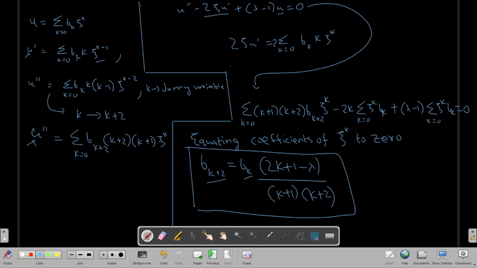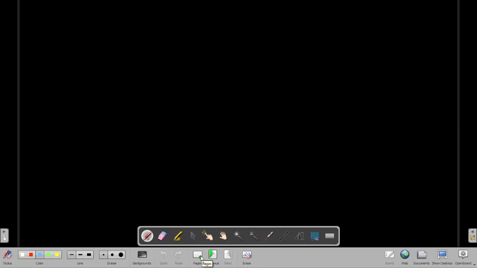What is the reason behind this? We will see why this is correct and why we should get results like this, which is important. So this is the value of the coefficients which we can get. This is an important result, and we have got it from the recurrence relation.